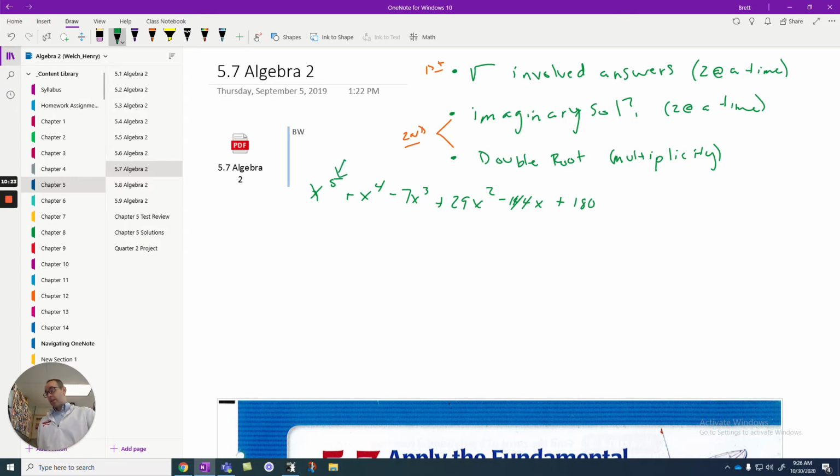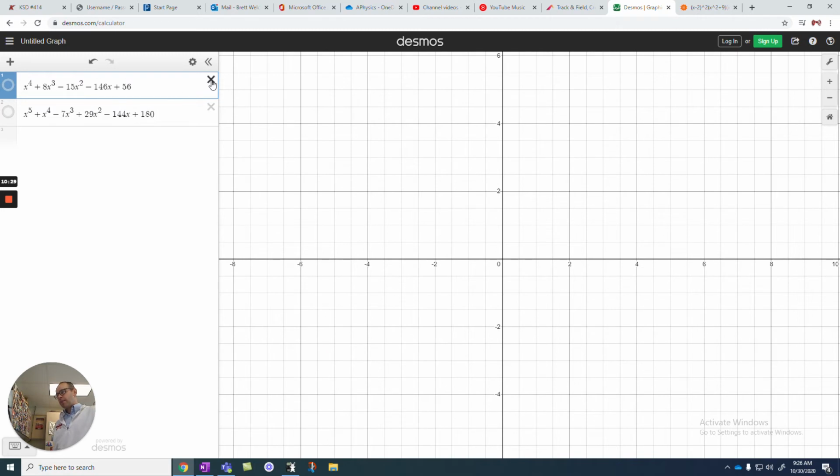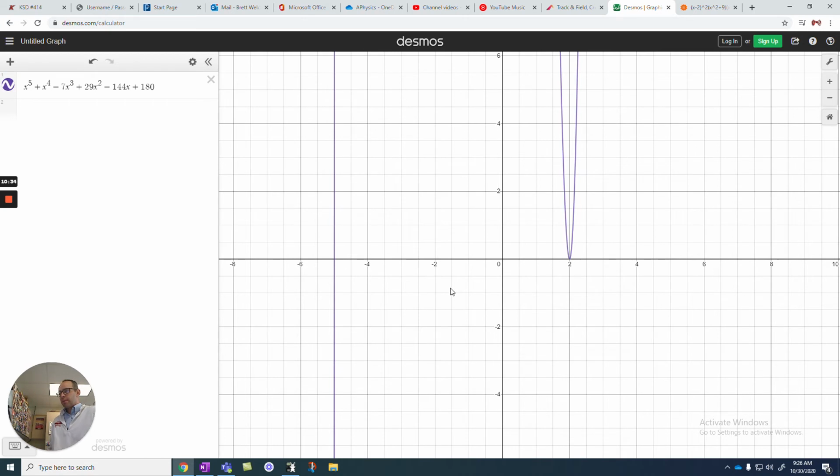The next thing we need is to graph it. So I'm going to go to Desmos. Graphing calculators work just as well, but the problem with the graphing calculator is sometimes it's hard to see. This is really nice because it's easy to pick the values correctly. All right, so here's what I see.